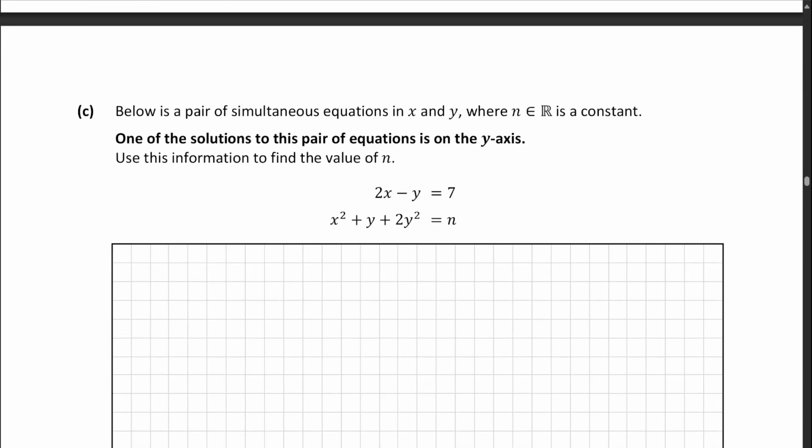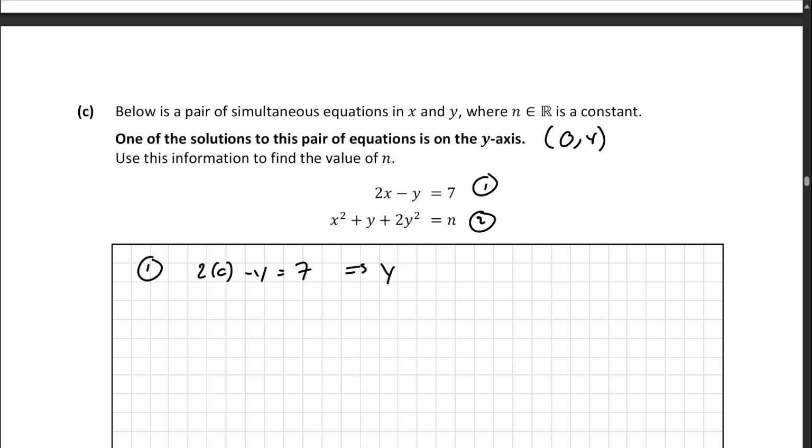Okay, now I've already done this question, so I have a rough idea of what the answers are. I don't actually have my sheet with me in which I did it. So one of the solutions to the pair of equations is on the y-axis. Well, if that's the case, 0, y is a solution. So here, by noticing equation 1, 2 lots of 0 take away y equals 7. So firstly, y equals minus 7. And then equation 2, x squared minus 7 plus 2 lots of minus 7 squared equals n.